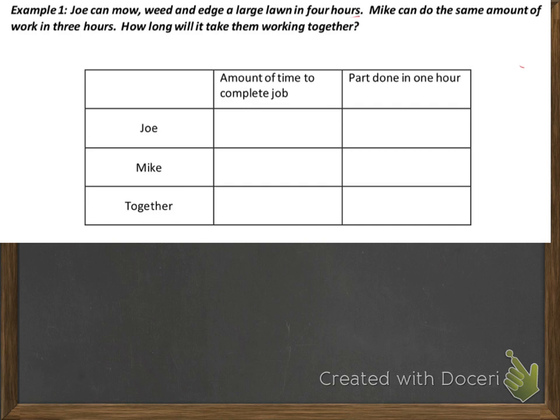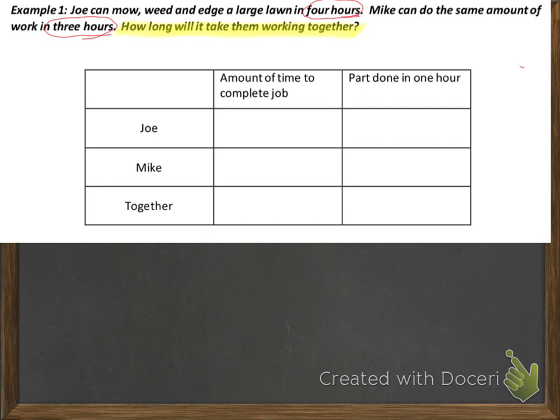Example 1 says Joe can mow, weed, and edge a lawn in 4 hours. 4 hours sounds important, so I'm going to circle it. Mike can do the same amount of work in 3 hours. 3 hours sounds important, so I'm going to circle it. Then it says, how long will it take them working together? That's the unknown quantity, so I'm going to highlight that.